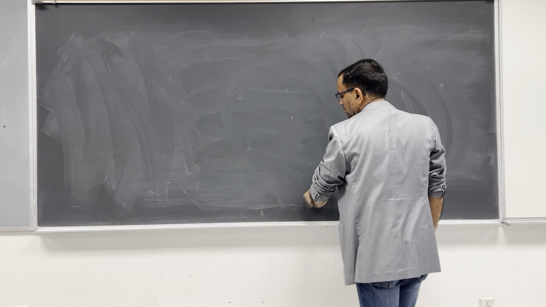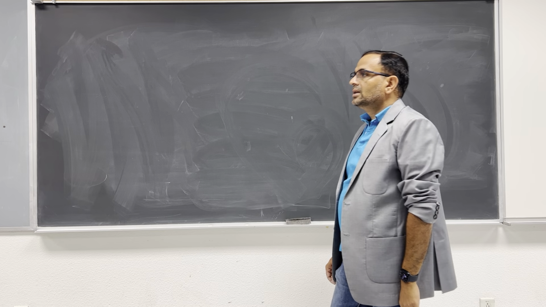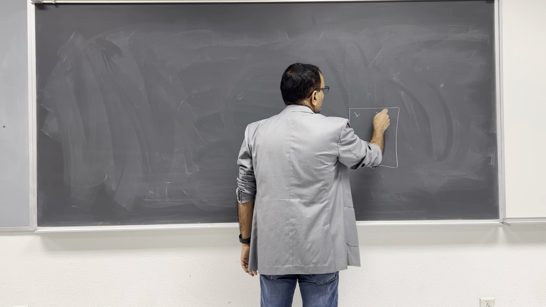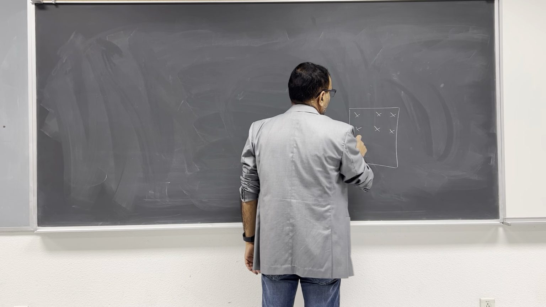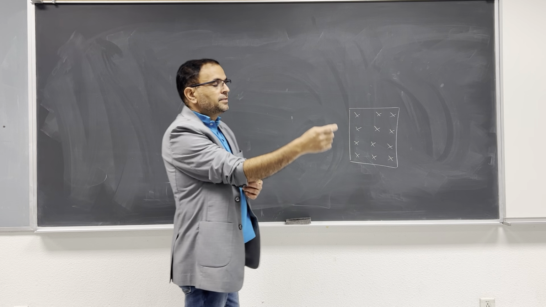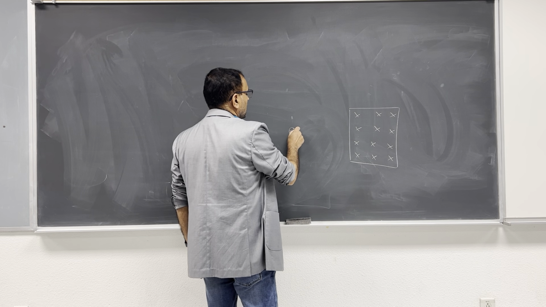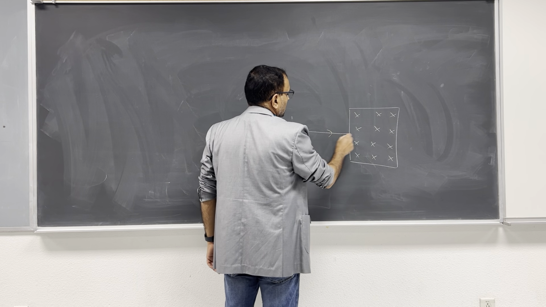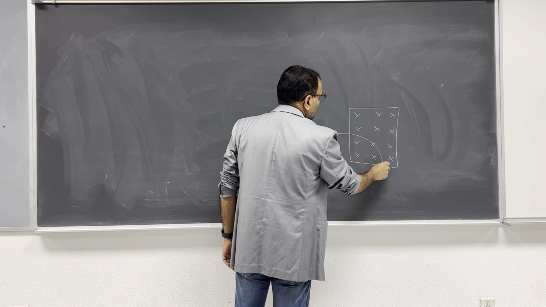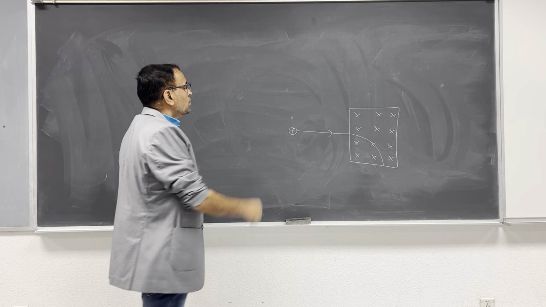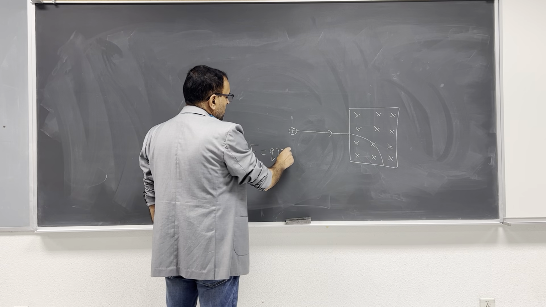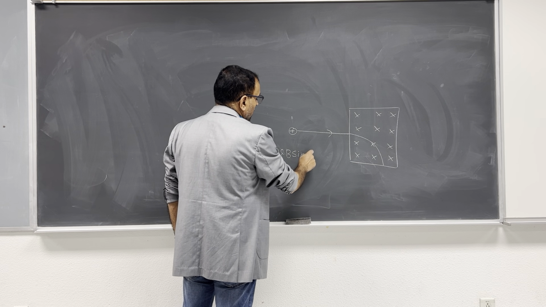Guys, I think I forgot to tell you one thing. If you have a uniform magnetic field and a moving charged particle inside the magnetic field, then it moves in a circular path. The force experienced by the charged particle is F equal to QVB sine theta. We already talked about this.